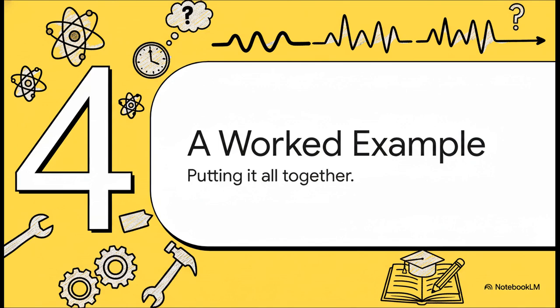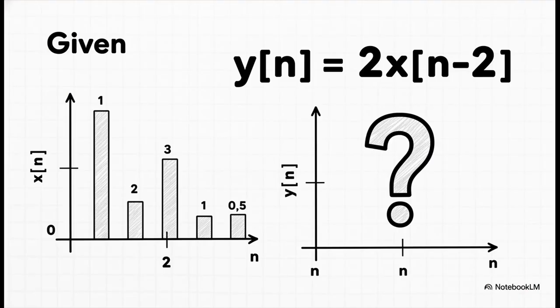Let's walk through a quick example. This is a classic kind of problem you will definitely see on an exam, so it's good practice. So here's our challenge. We're given some signal, x of n, and we need to create and graph a new signal, y of n, which is defined as 2 times x of n minus 2. So you can see this combines both of the operations we just talked about.